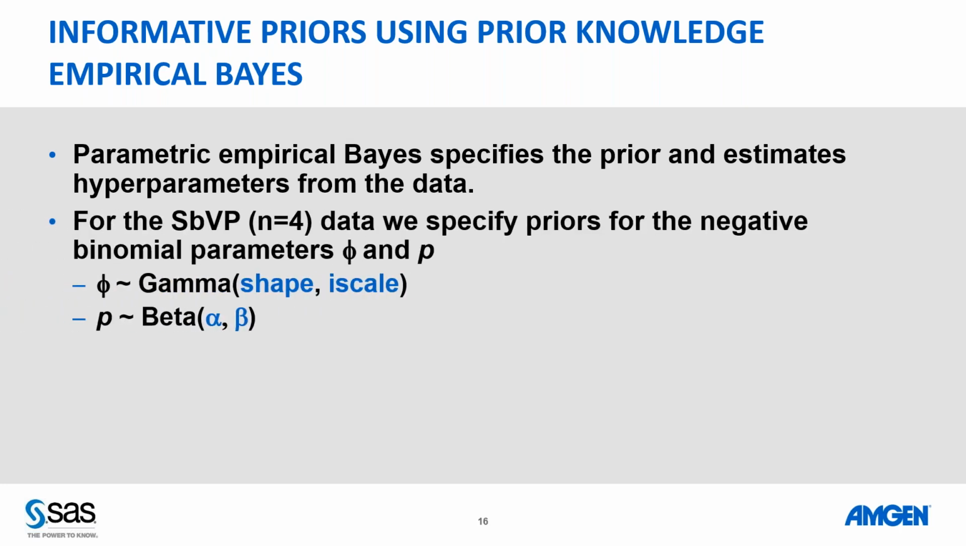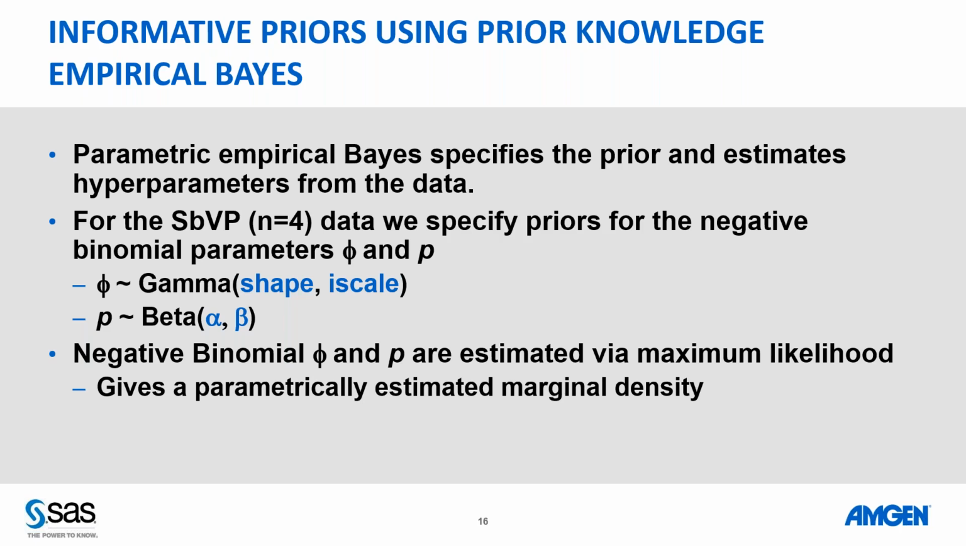We show you that. So for the subvisible particles, SBVP stands for that, subvisible particles, with 4 data points, we use the gamma Poisson, the negative binomial with the parameters phi and p, and then for the phi, we use a gamma with parameter shape and inverse scale, and for the p, because it's a probability between 0 and 1, we use the beta distribution. Now, the parameters of the negative binomial distribution are going to be estimated via maximum likelihood. And that's going to give us a parametrically estimated, so to speak, marginal density.